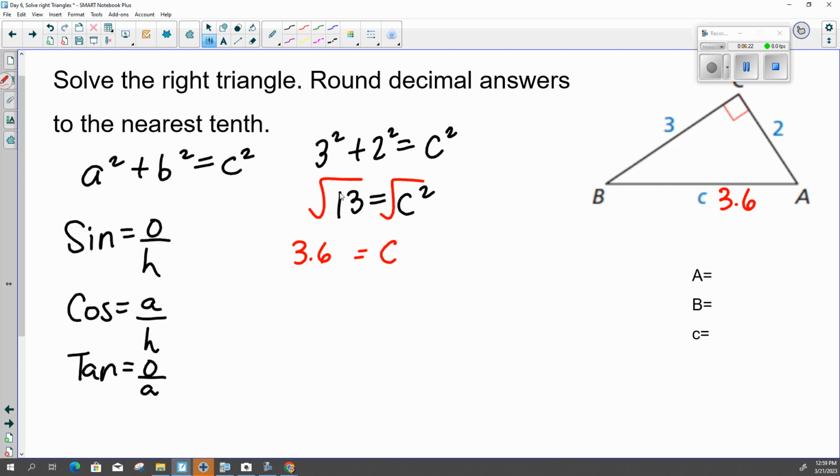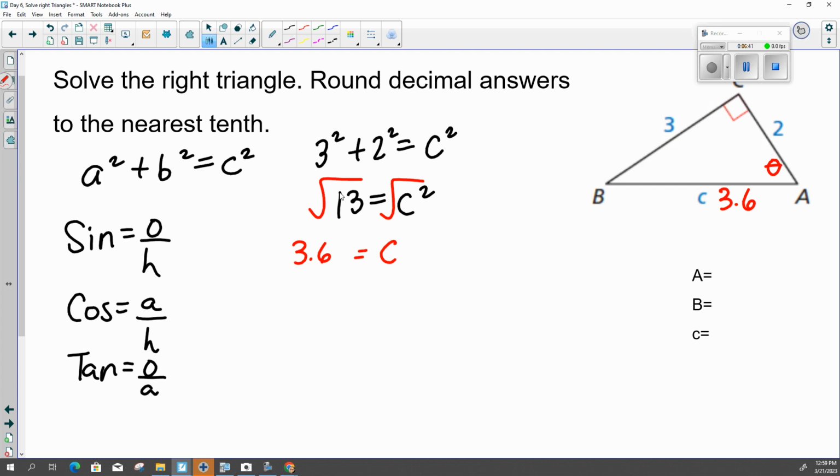Maddie, what would you do now? We have to find an angle. Do you want to find A first or B first? It makes some students feel better if I put theta over here. I think just because we've done that a lot. So we can do sine, cosine, or tangent. We've got all 3 sides.